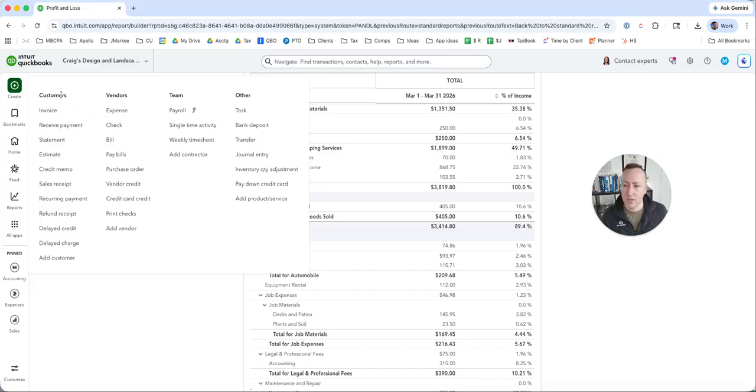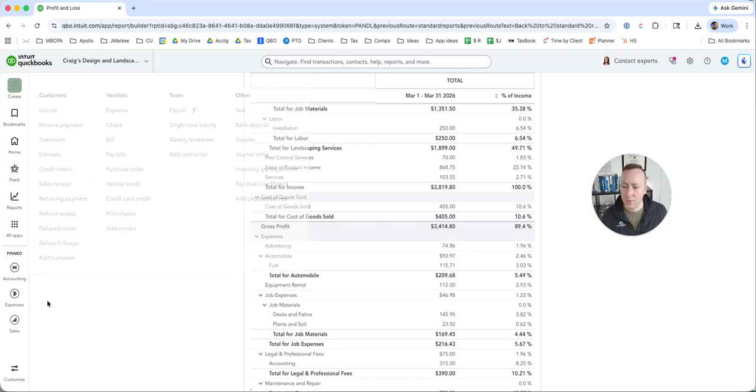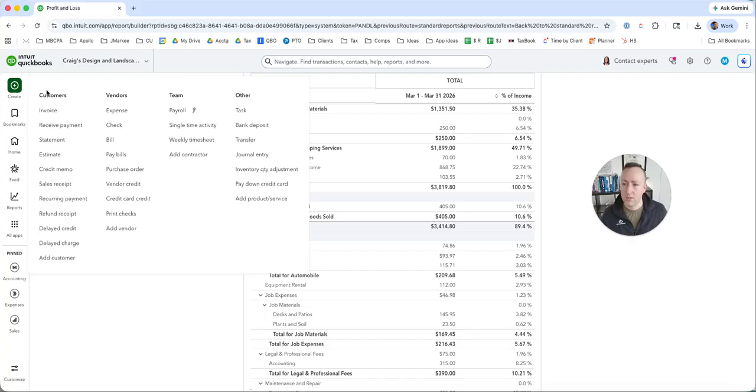So you see here, when we go to the create menu within QuickBooks, there's these separate columns. So one is customers. You can think of that as the revenue section. These are all of the ways that you can basically deal with your revenue. So an invoice would be something that you send to your client and they're going to pay you later.